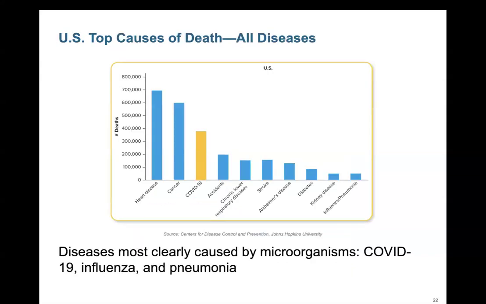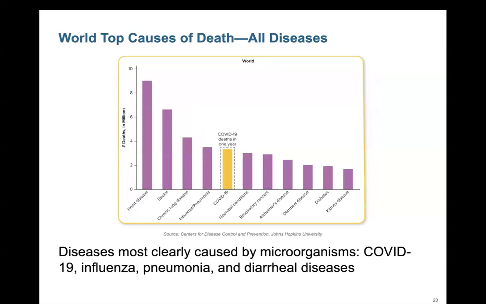If we look at the US top causes of death in all diseases, you can see that COVID-19 was one of the major ones on the microbial side of things. But the rest of these, heart disease, cancer, accidents, chronic respiratory diseases, Alzheimer's disease, diabetes, kidney disease, a lot of these are actually not microbial related. So we have COVID-19, the lower respiratory infections, as well as flu and pneumonia.